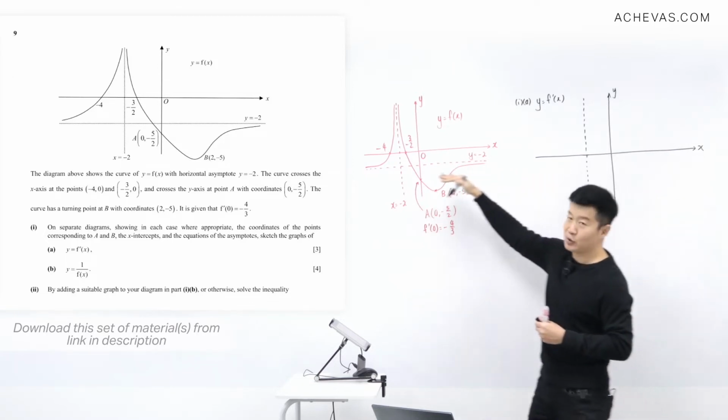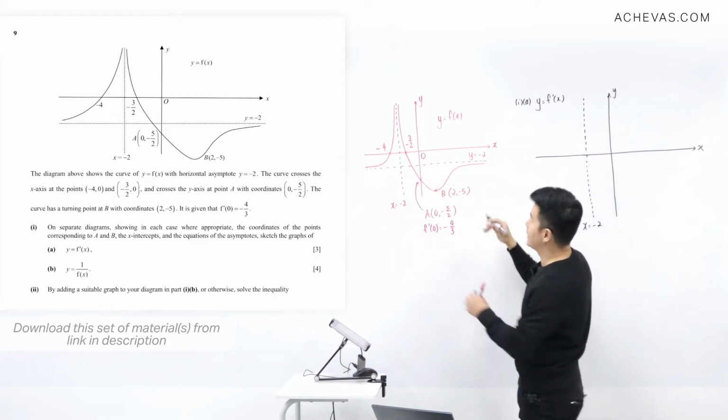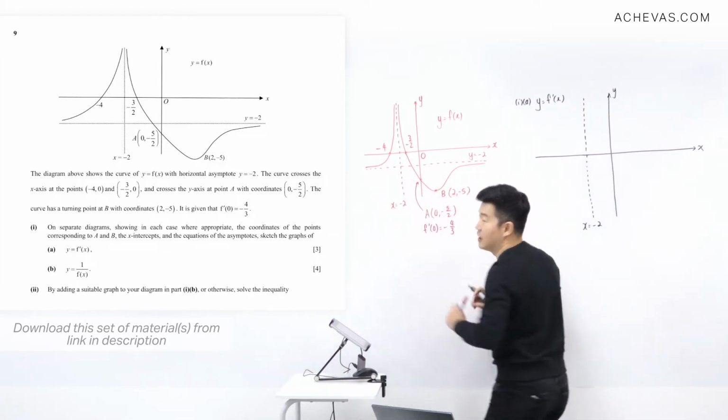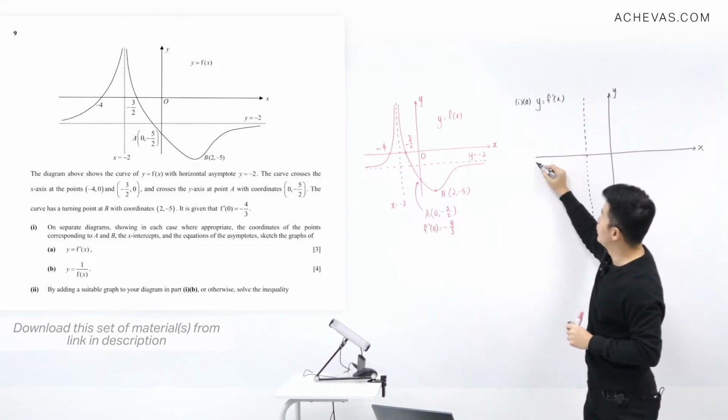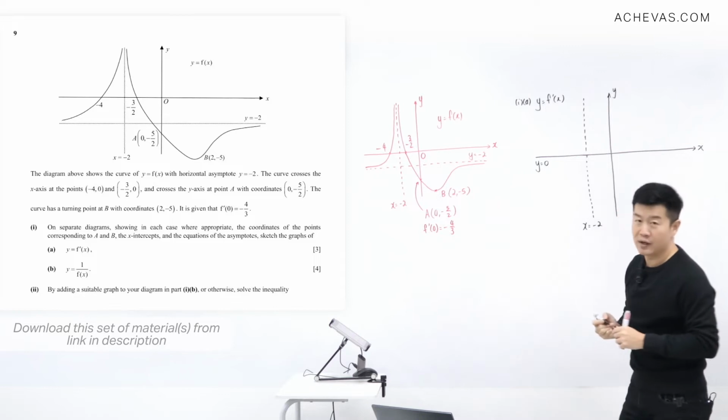There's a horizontal asymptote here. So it is telling us that when x tends to plus or minus infinity, the gradient tends to 0. So we will be having a horizontal asymptote y is equal to 0 here.